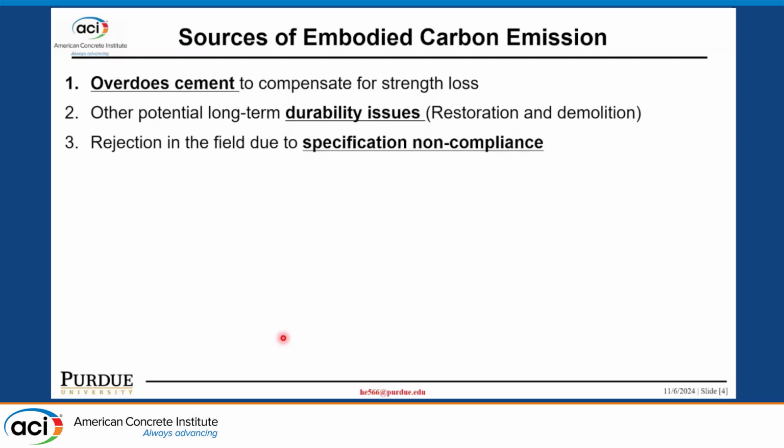Another thing is rejection in the field due to specification non-compliance. For example, last year I was on a field project in Texas. We had about 15 trucks of concrete in the field, and we needed to do the air content measurement, right? However, the air for those 15 trucks of concrete did not meet the requirement, and we tested a couple of times. Then finally, we decided to reject those 15 trucks of concrete. So that's a lot of waste. That's a lot of embodied carbon, right?